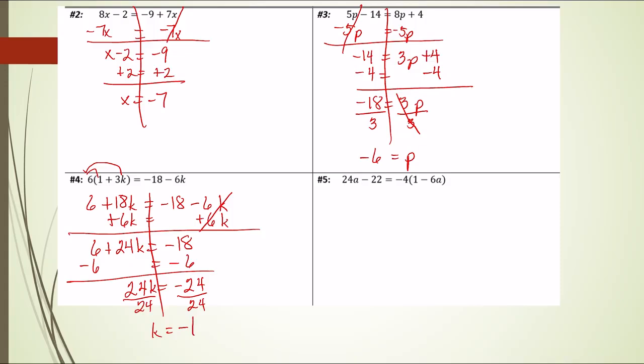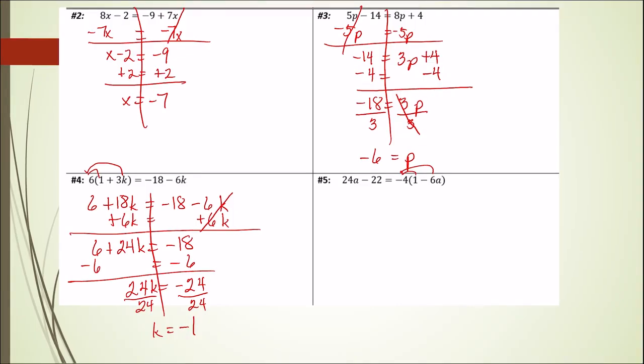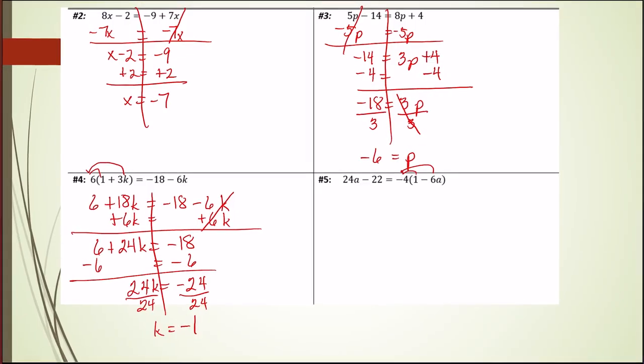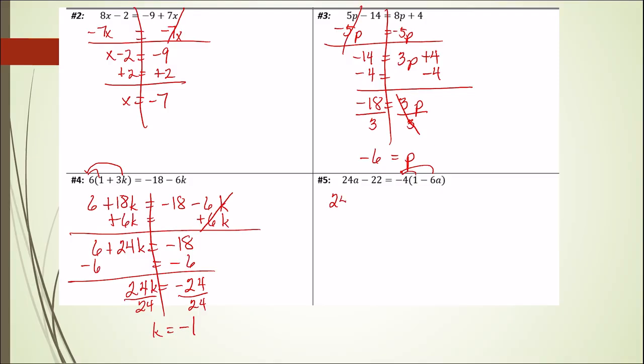All right, looking at number 5. Again, we have to distribute first, the -4 times 1, and then -4 times -6a. All right, so let's continue with this one. We get 24a minus 22 is equal to -4 plus 24a. Because when we multiply negative times negative, by -4 times -6a, we get a positive 24a.